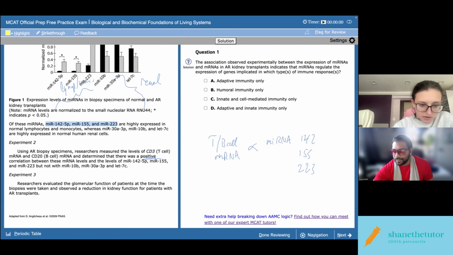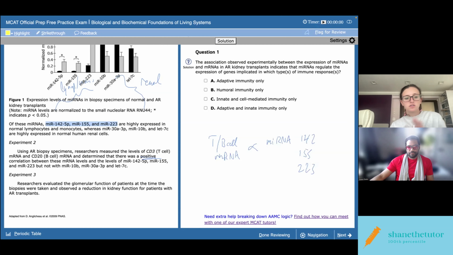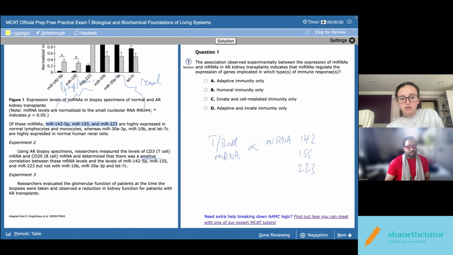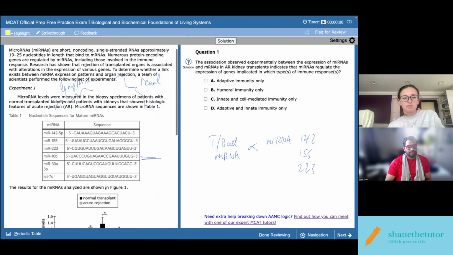Evaluated the glomerular function of patients at the time the biopsies were taken and observed a reduction in kidney function for patients with AR transplants. So AR was acute rejection, which makes sense. So tell me what they're saying in experiment three here. I'm not sure what this word means, but I'm assuming it has something to do with output or kidney function, just connecting context clues. It also makes a lot of sense that kidney function would be reduced in patients with acute rejection.